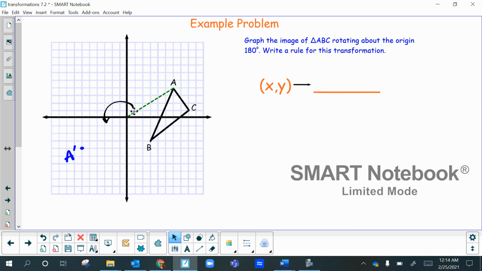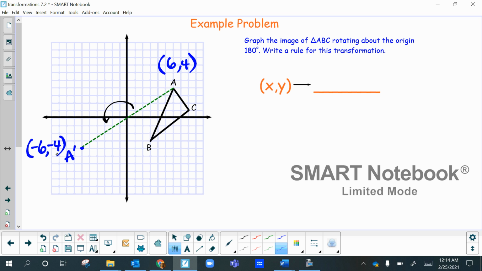And so if you look at this dotted line, it's a straight line going right through the origin. Okay, and so I'm not going to graph the whole triangle, but you can see if A was at 6, 4, A prime is now at -6, -4.